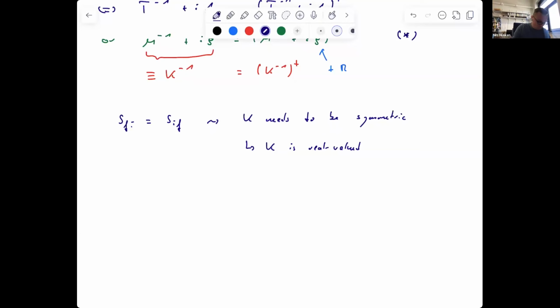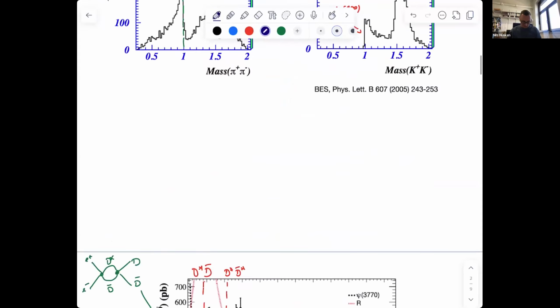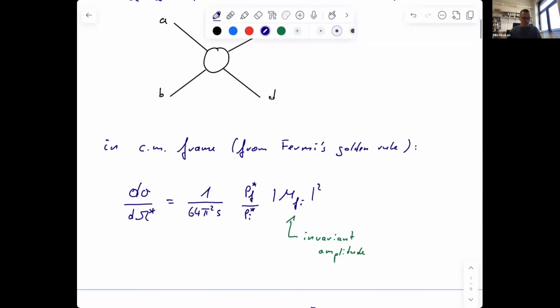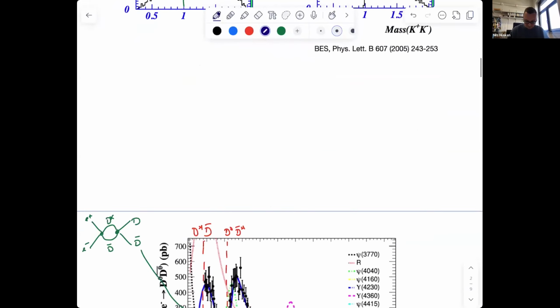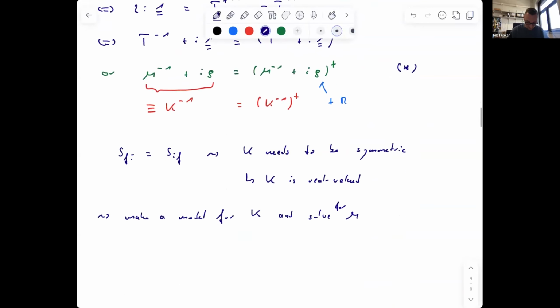Okay, so we have two things left to do here for this to be of any practical use to us. A is we need to make a model for K. And B is we need to solve this for M, because this invariant matrix is specifically what we need and what we wanted to insert here into this expression for the cross section. So this is where the physics is. We need to solve for this invariant amplitude.